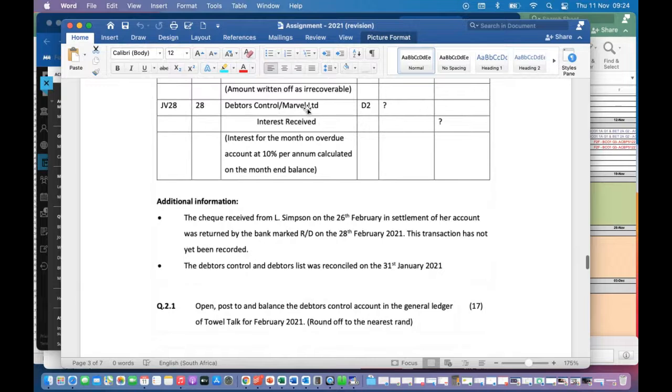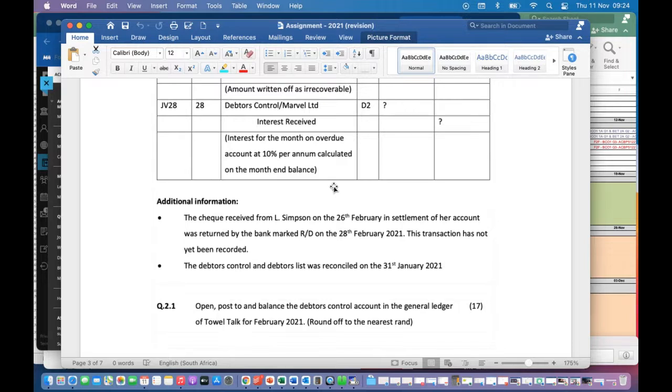The last one is debtors control. All right, Marvel Ltd, D2. And here in the narration it says interest for the month on overdue amount at 10% per annum calculated on the month end balance. So that's telling you this transaction was us charging interest to this specific debtor.